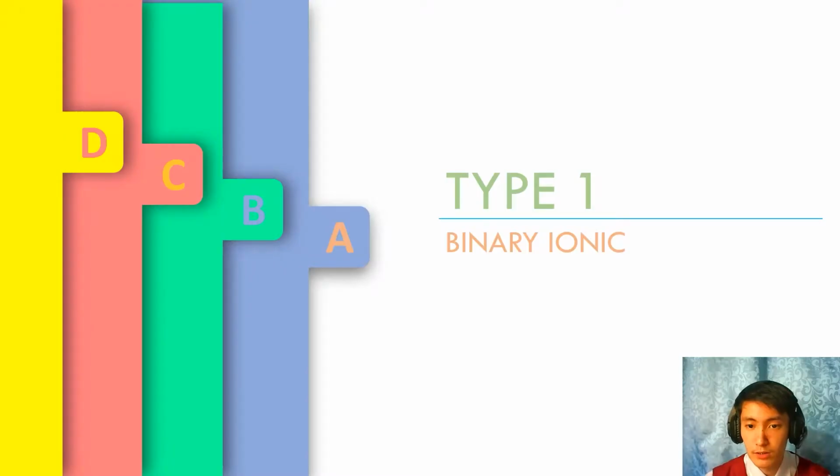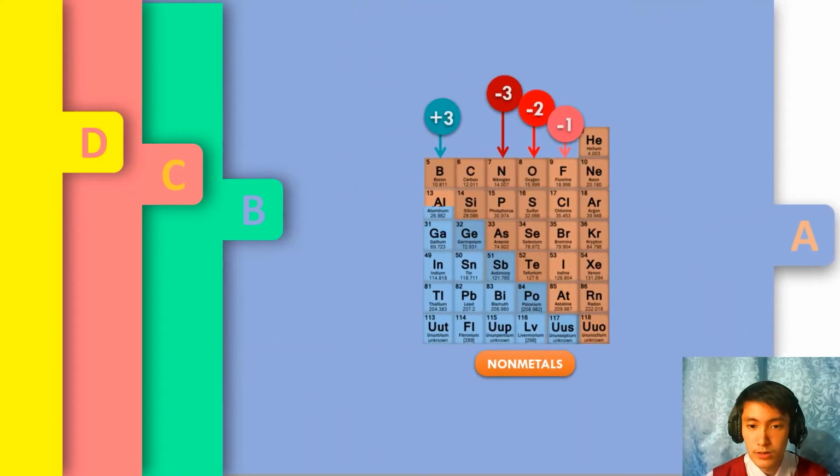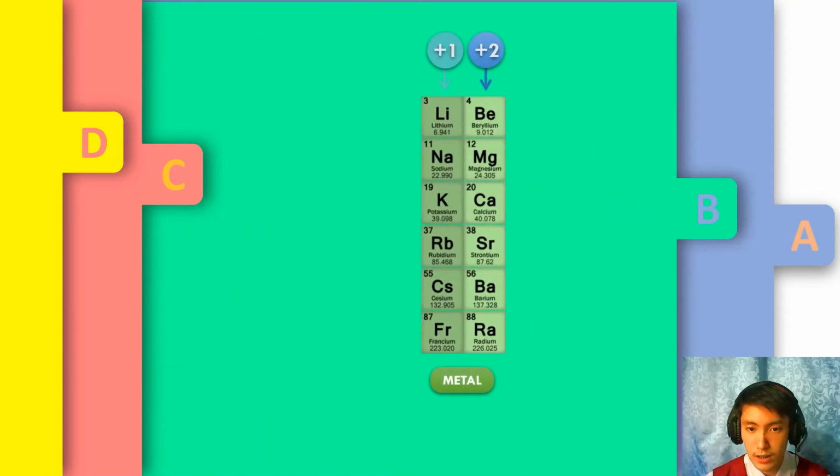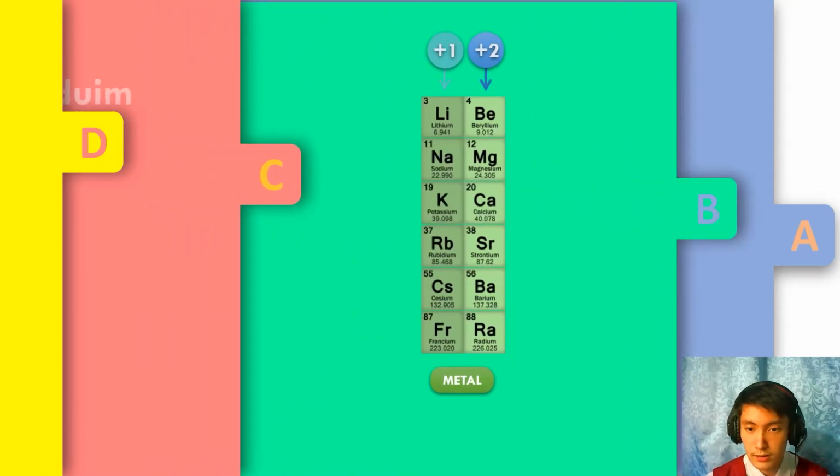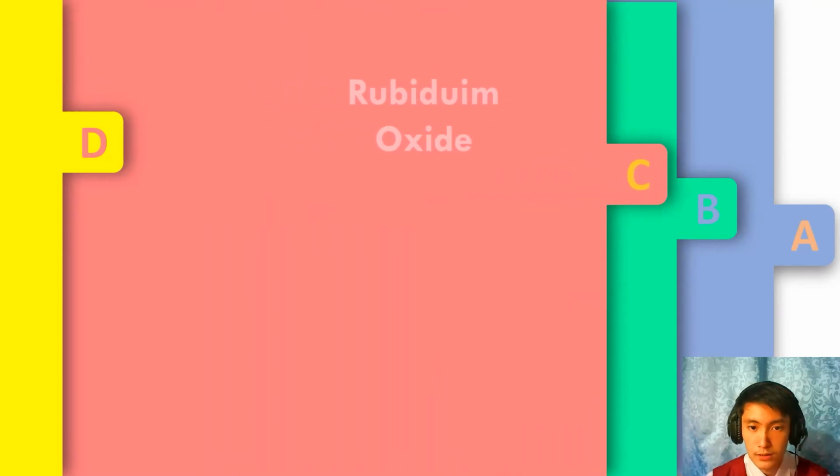We will tackle the type 1 binary ionic compound. We should consider these non-metal elements and these metal elements. It's very basic. In this example, we have rubidium oxide. The chemical symbol for rubidium is Rb, and for oxygen we have O, and the charge of Rb is 1 and the charge of oxygen is negative 2.